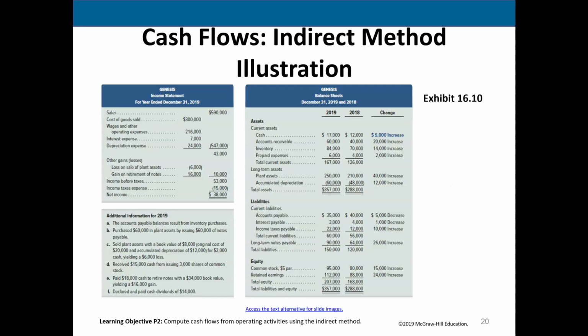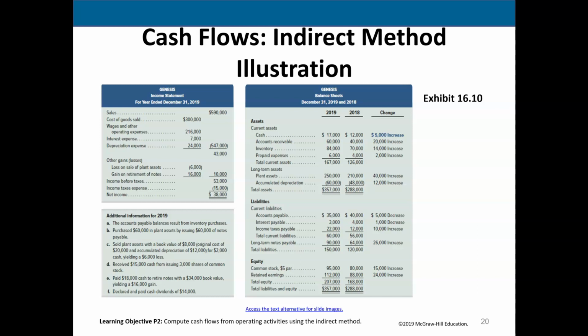Now let's look at the operating activities more closely. Here's a set of financial statements. We have the income statement and we have the balance sheet. And then we also have some additional information provided in the bottom left hand of the screen. So let's start with the balance sheet. I want to look at cash.